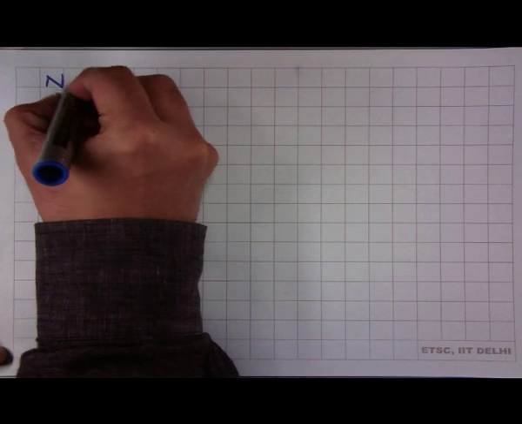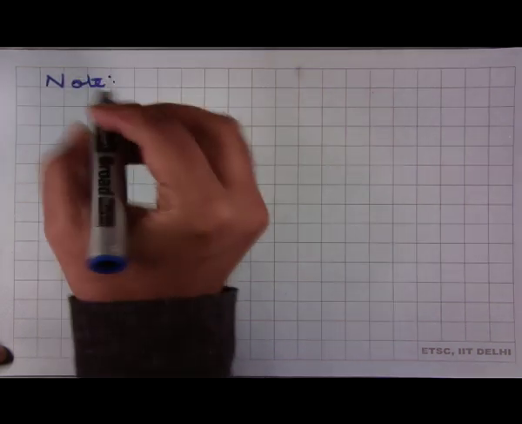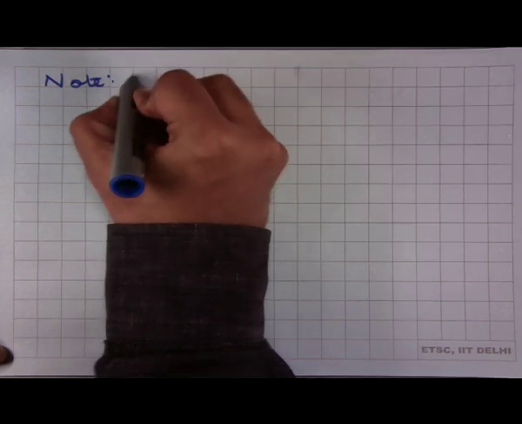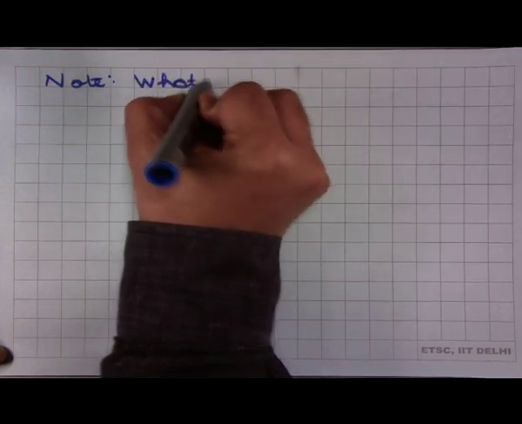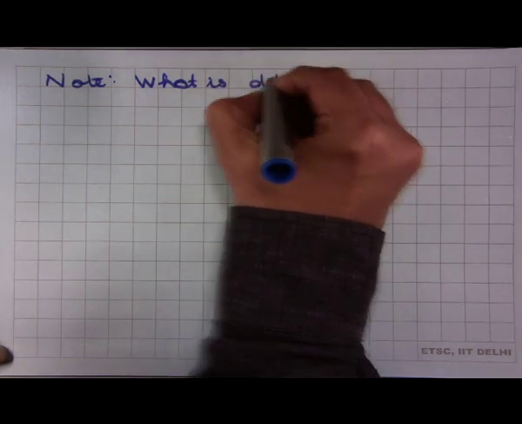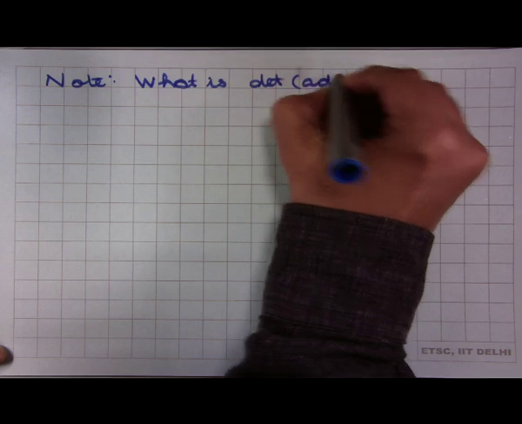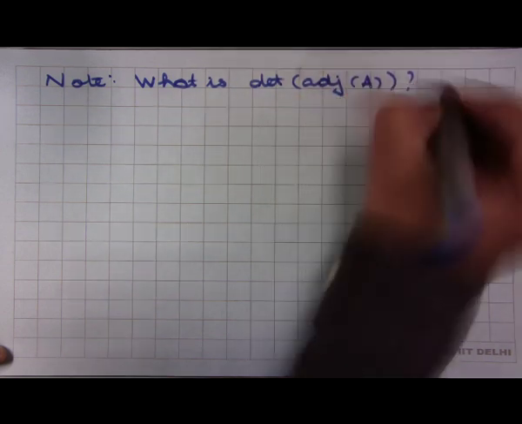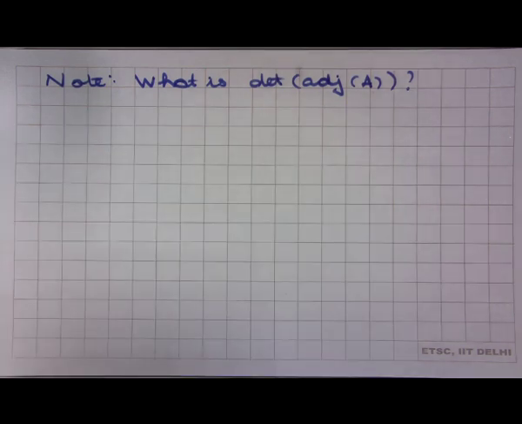So, a note here is what is the determinant of the adjoint, right. So, what is the determinant of the adjoint? And in answering this question, we have to state a property which also has independent importance, and that is that a determinant of a product of two square matrices is going to be the product of their respective determinants.